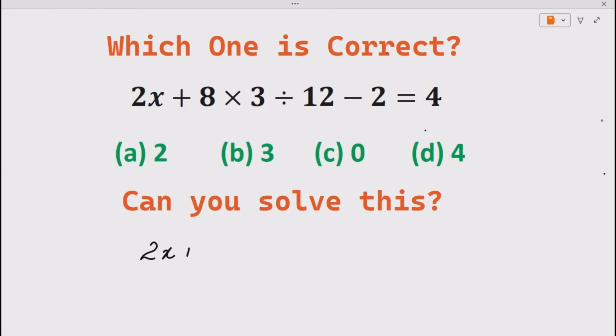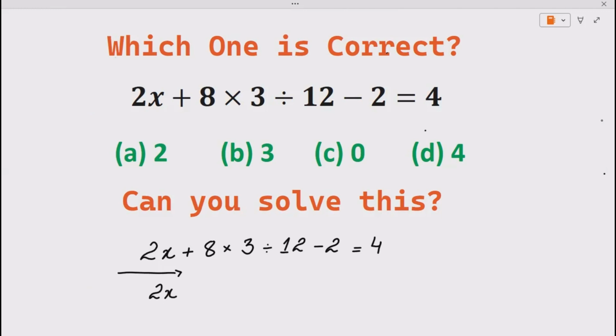We have the equation 2x plus 8 multiplied by 3 divided by 12 minus 2 equals 4, and we have to solve it. To solve this equation means we have to find the value of x. So let's go from left to right. You can see we have 2x, so 2x remains as it is. 2x means 2 is multiplying with x. Here there is no sign between 2 and x.